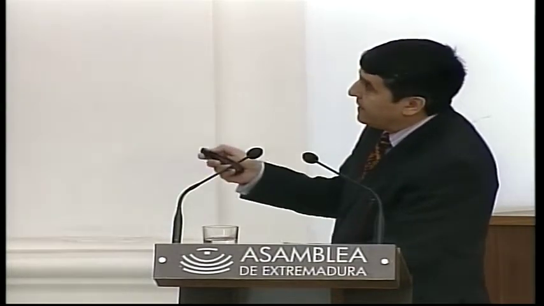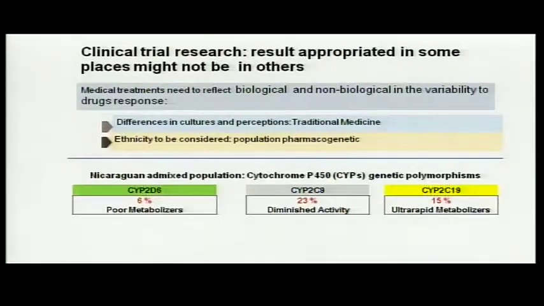Mestizo Nicaraguan population has a very interesting genetic polymorphism of cytochrome P450, as you can see represented here. 2D6, 6% are poor metabolizers. 2C9, 23% has decreased or diminished activity, and 2C19, 15% are rapid, ultra-rapid metabolizers. That means that most of the drugs that are metabolized at the hepatic level are affected in this population in a different degree. Adjustment of doses needs to be taken into consideration.